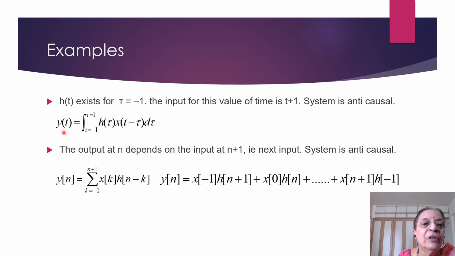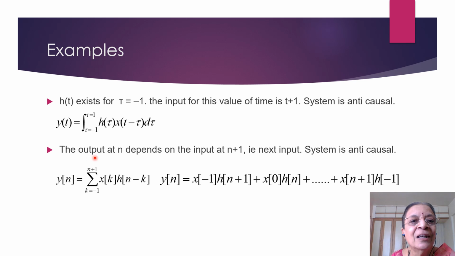Now consider this example. y of t is the integration over tau equal to minus 1 to plus 1, h of tau x of t minus tau d tau. Now consider tau equal to minus 1. If tau is equal to minus 1, what will happen? I will get h of minus tau and x of t minus tau. Tau is minus 1, so it will become x of t plus 1. So the corresponding output depends on the future input. If it depends on the future input, how can the system be causal? It is anti-causal.